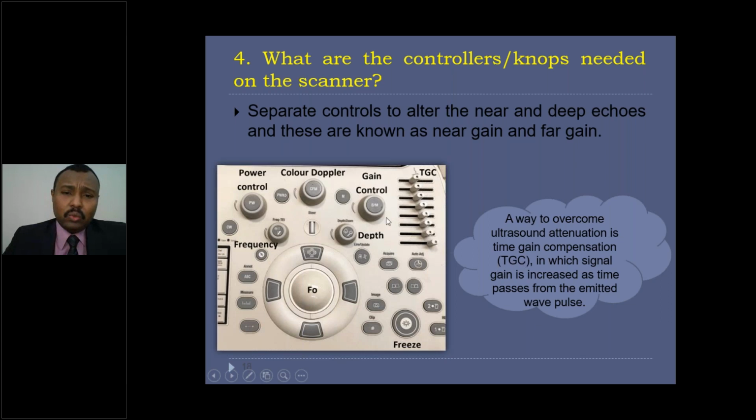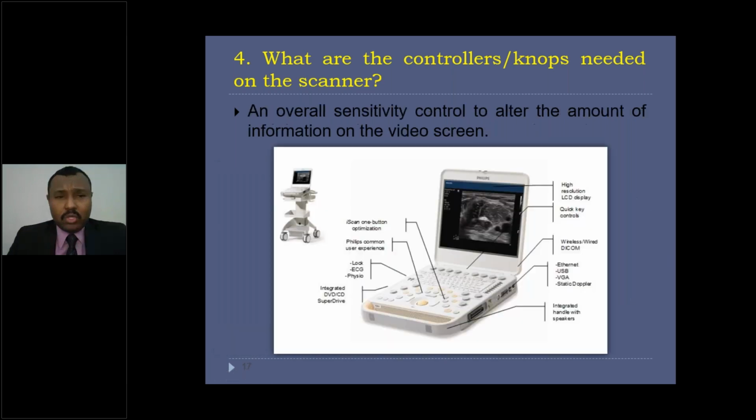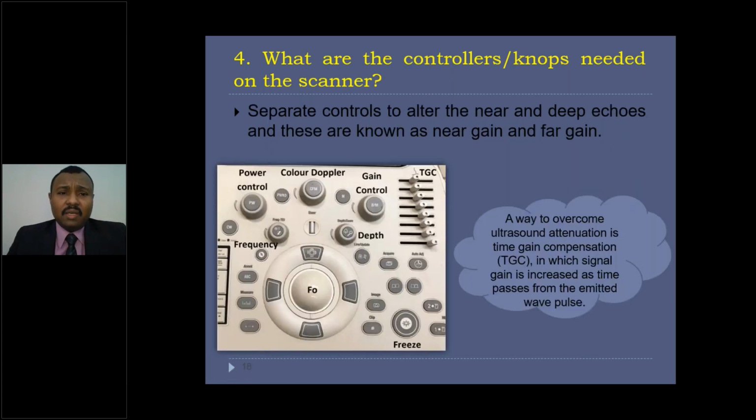time gain compensation, and we can also control the gain totally, not separately, as appears here by this control, which is named gain control, and you can revolve this control, and it will alter the gain completely. So this is another control, the second control. The first control was the overall sensitivity control, and this second control is a separate control to alter the near and far gain, or to alter the gain totally by a controller named gain control.